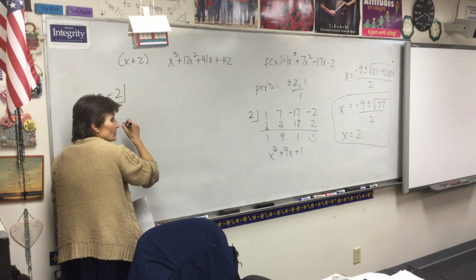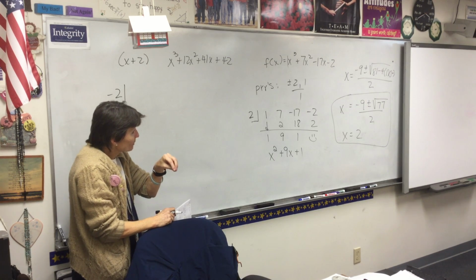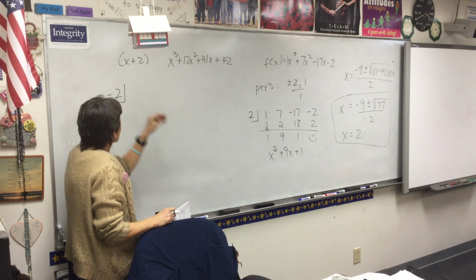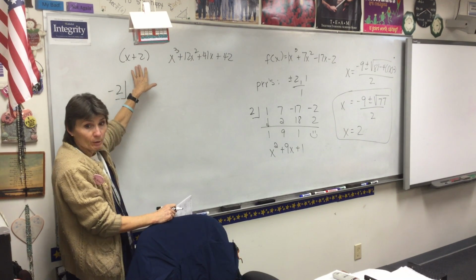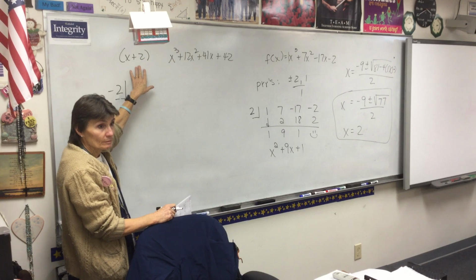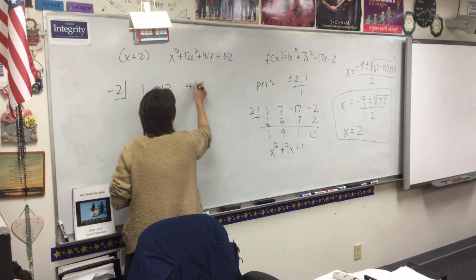Negative 2. Remember, the number that you would graph on the x-axis is the same as the number in the box. So wouldn't we put a dot at negative 2? Yep. All right, so here we go. 1, 12, 41, 42.